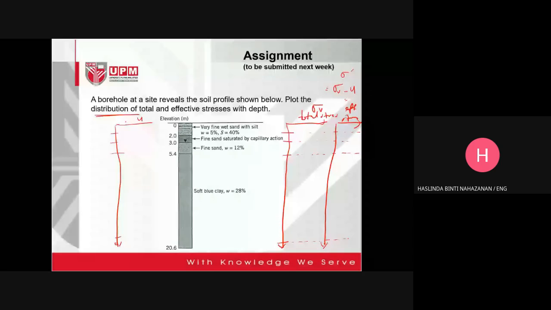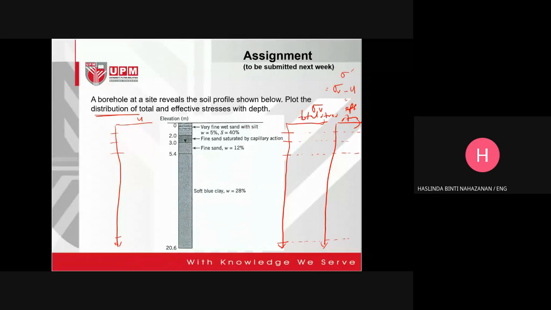Okay, and if you look here, we have fine sands. From 0 to 2 meters is very fine wet sand with silts, where the information is given to you here: water content is 5%, degree of saturation is 40%. So you have to do like we did in the first example just now, you have to calculate all the unit weight. And then from 2 to 3 meters, it is fine sand saturated by capillary action.